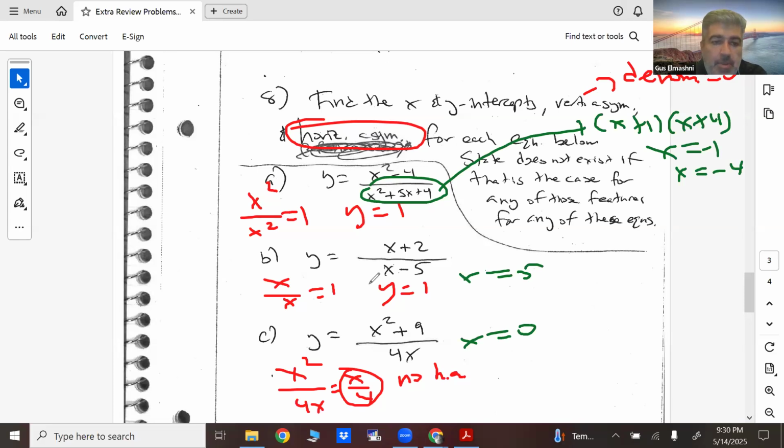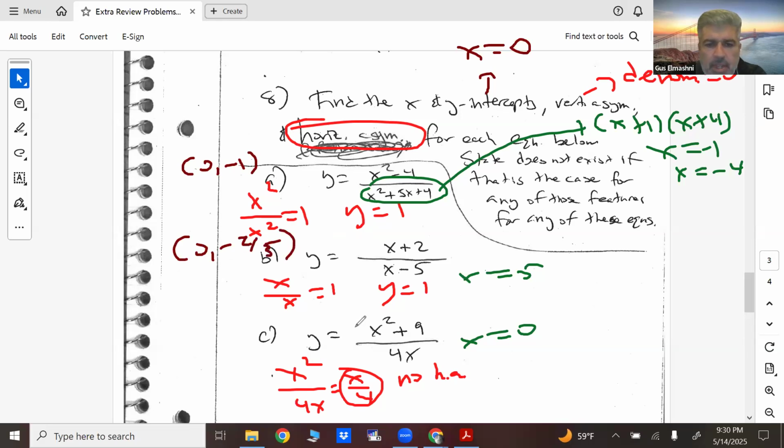For y-intercept, that's when x is 0. So you plug in 0 for x. That's pretty easy. For part A, it's 0, -1. You get -4 over 4. For B, it's pretty easy. You plug in 0 for x, you get 0, -2/5. For C, that's pretty easy. You plug in 0. It's actually undefined. So it's no y-intercept.